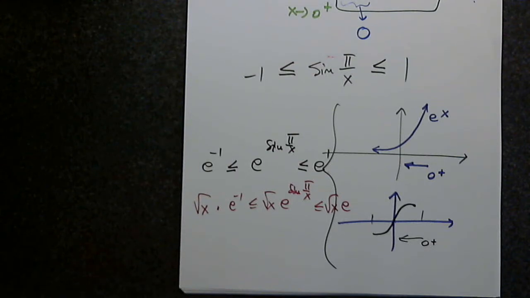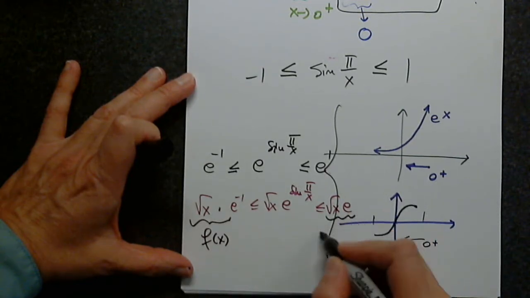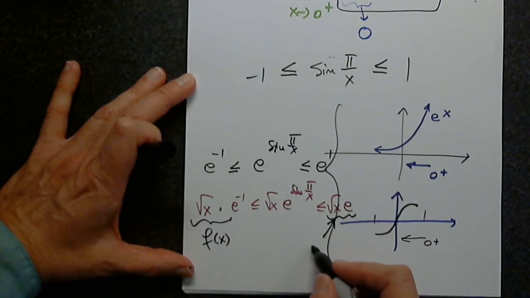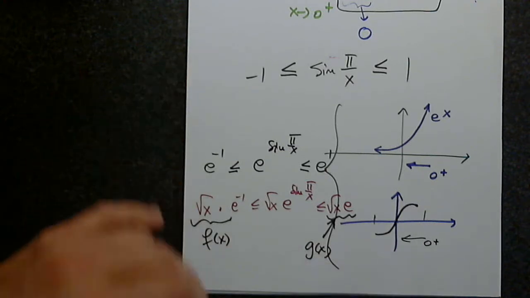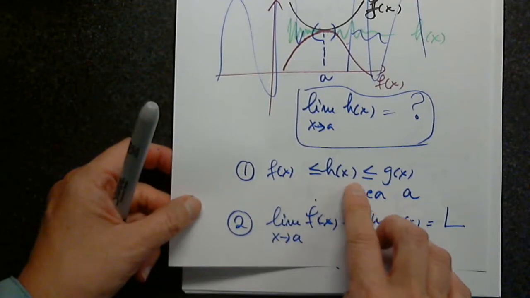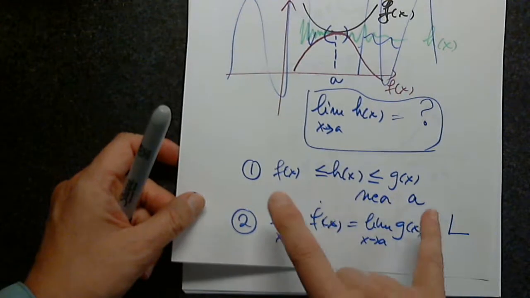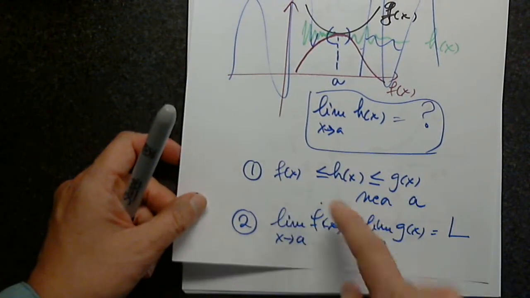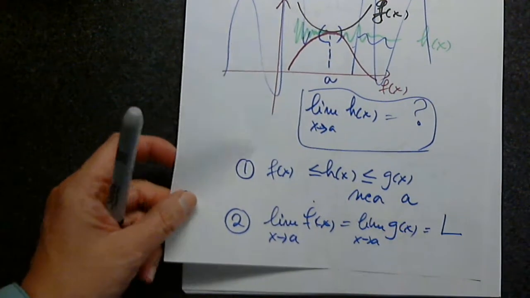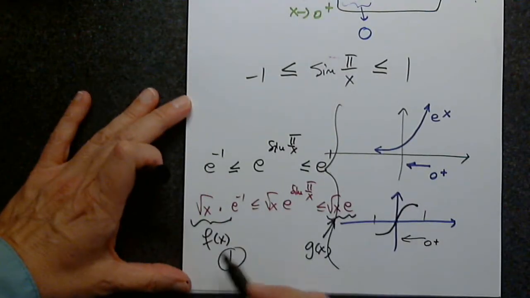I found two functions. I found the bottom function, which is f of x, and I found the top function, which is g of x. So for now, I only proved one hypothesis. I proved that the function that I want to determine the limit of is squeezed between two functions near 0, on the right-hand side of 0. So that was number 1.